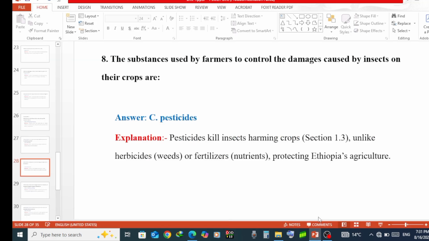The answer will be pesticides. Pesticides kill insects harming crops, unlike herbicides, which kill weeds, or fertilizers, which provide nutrients.